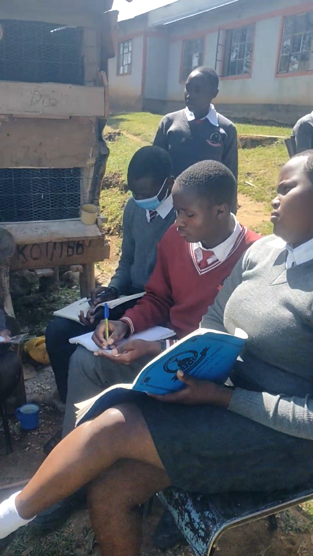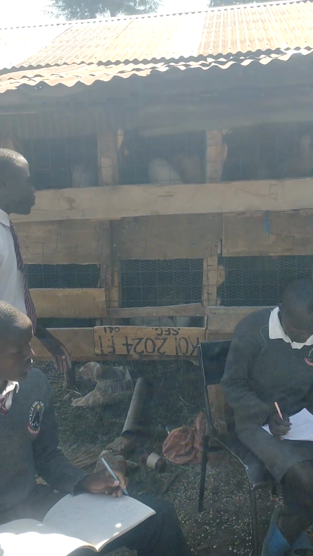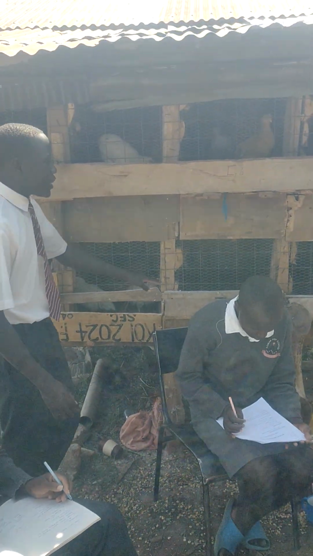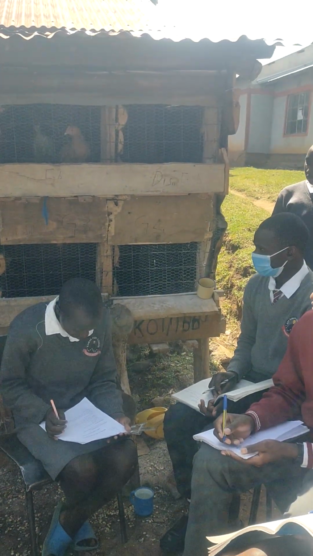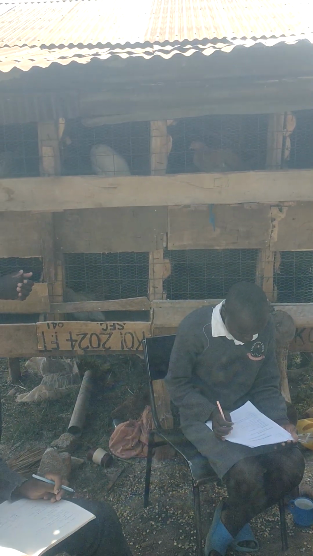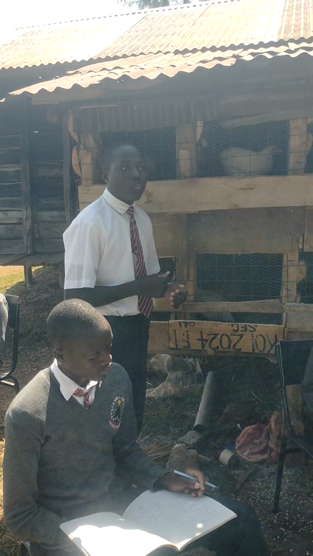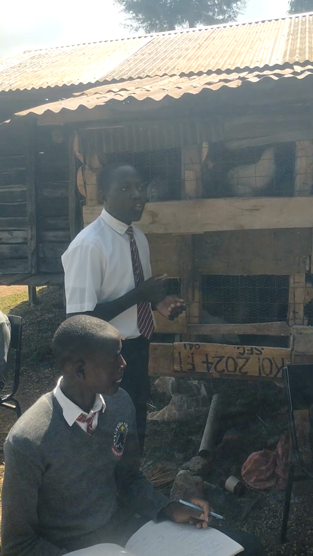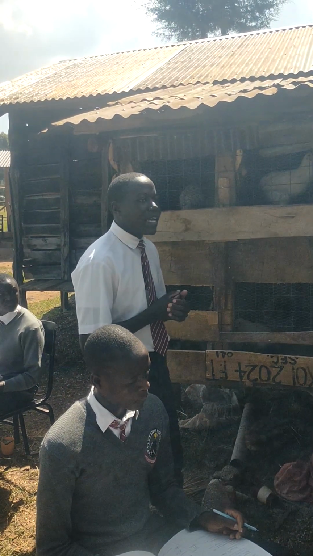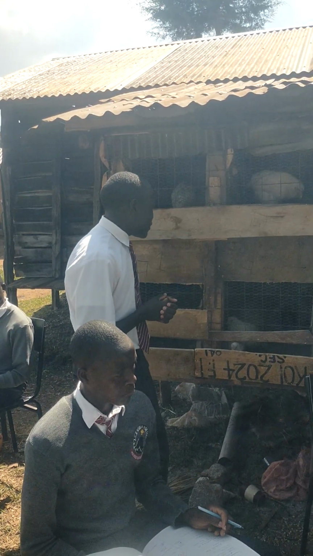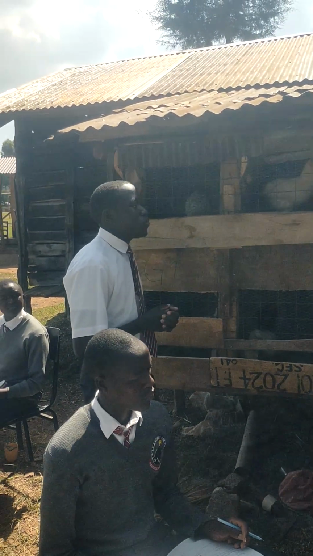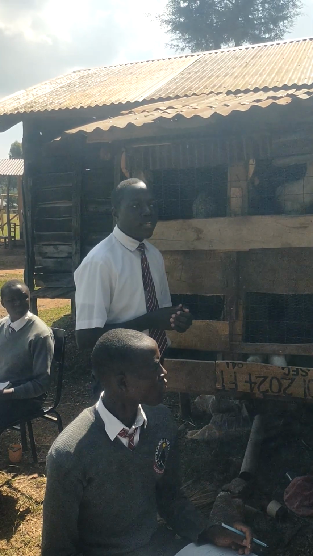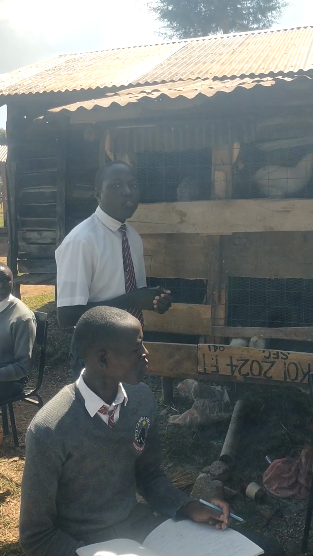And it should have litter on the floor. That's why we put sawdust on the floor of the poultry house so as to dry the poultry house by absorbing moisture. And for maintenance of litter, it should be kept dry. Last one, the poultry house should have enough space so as to avoid overcrowding of birds.